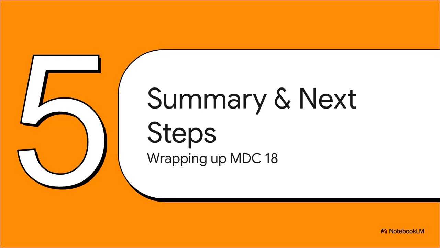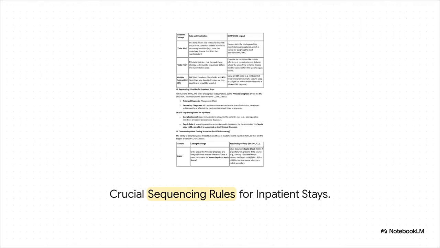Okay, bringing us to Section 5, Summary and Next Steps. Let's quickly recap the absolute golden rule of this explainer. If sepsis is present on admission and is the primary reason for admission, the systemic sepsis code, like A41.9, must be sequenced as the principal diagnosis, period.